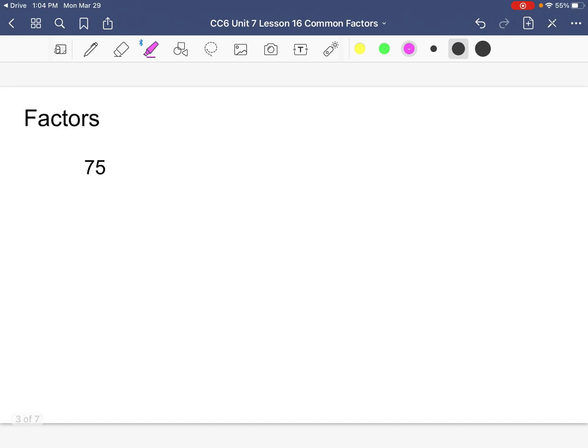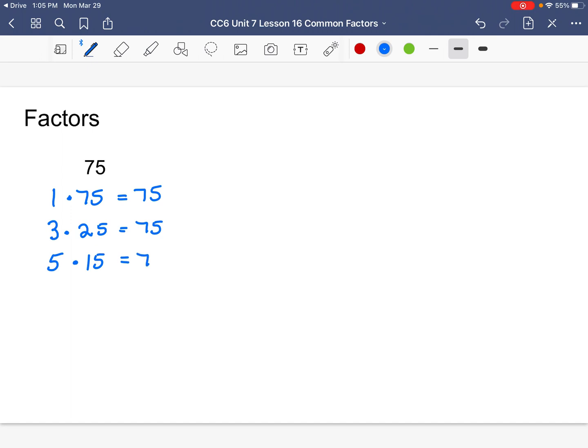So factors are the numbers you multiply to get another number. So let's look at 75. What numbers would we multiply to get 75? We could say 1 times 75 is 75. We can't divide 75 by 2 and get another whole number factor, but we can divide it by 3. 3 times 25 equals 75. We can't divide it by 4, but we can divide by 5. 5 times 15 equals 75.